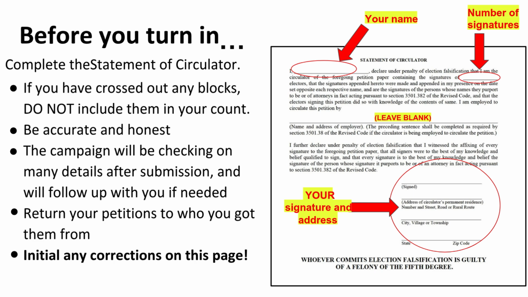Okay, so this is that page again. Before you turn in, we're going to complete the statement of Circulator. If you've crossed out any blocks, we're not going to count them. Okay, be accurate and honest. The campaign will be checking on many details after submission and will follow up with you if needed. Return your petitions to who you got them from or your county lead. Okay, initial any corrections on this page. So if you make a mistake on your own address, the same rules apply. One line through it, initial it, and write the correct address.